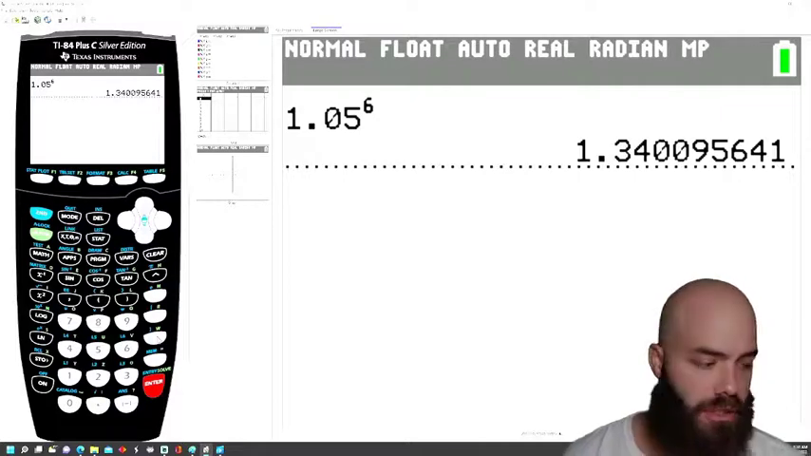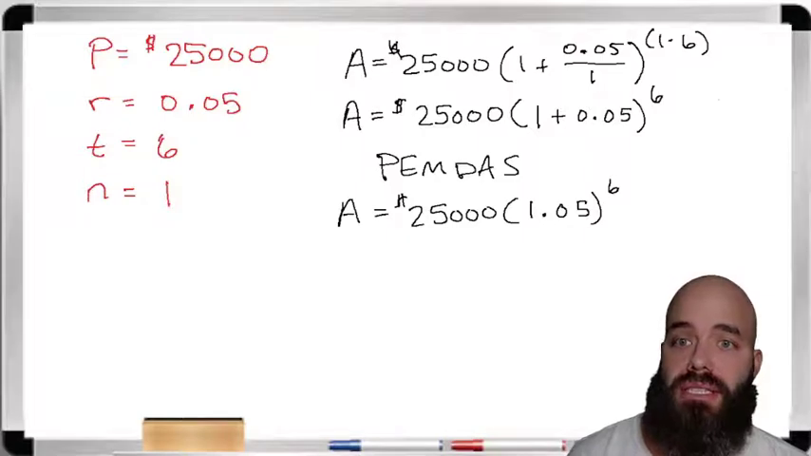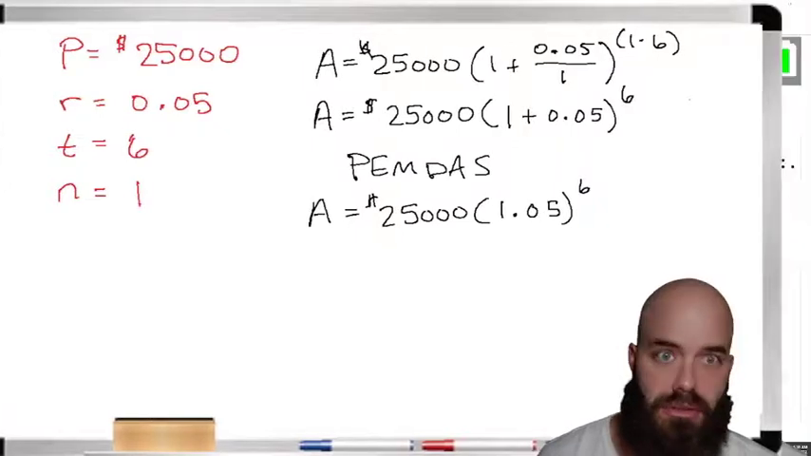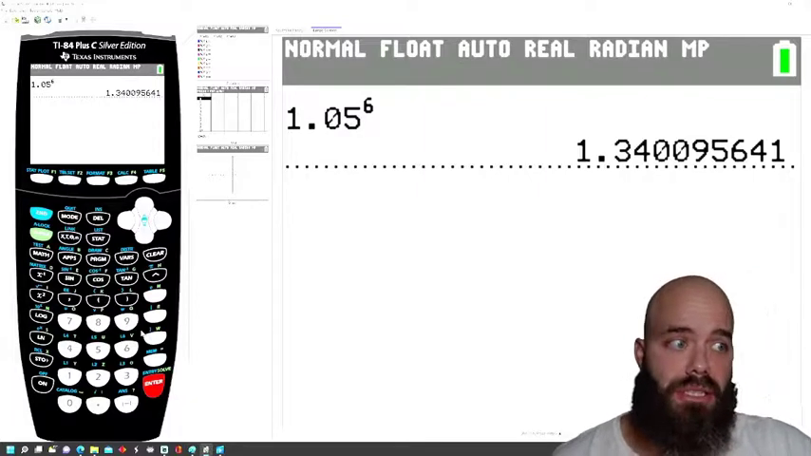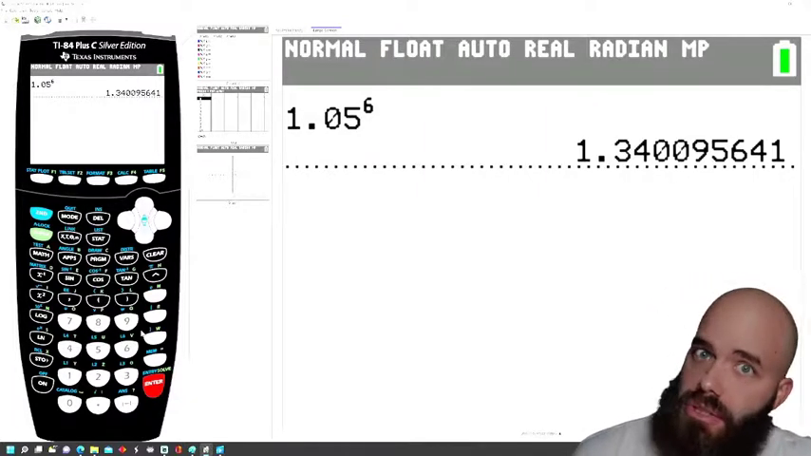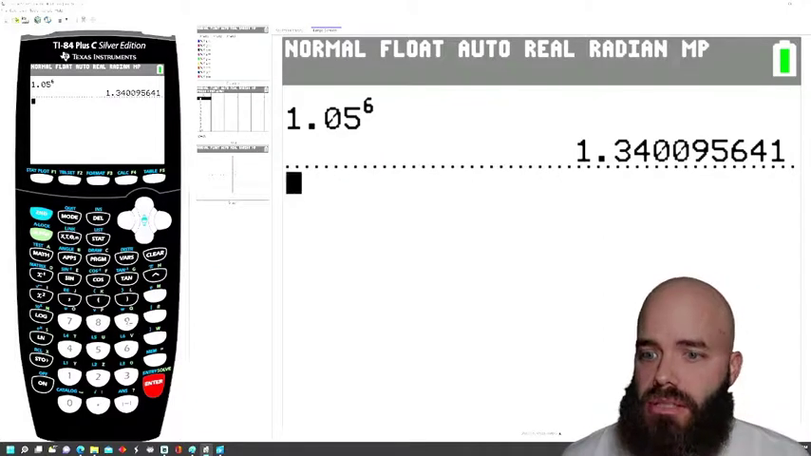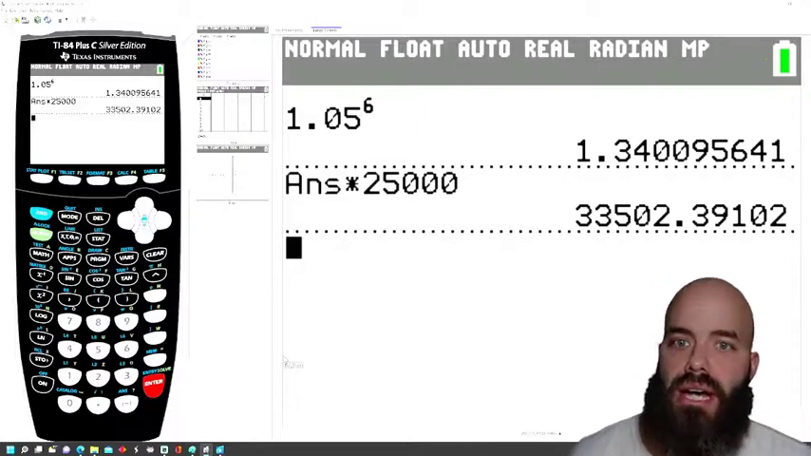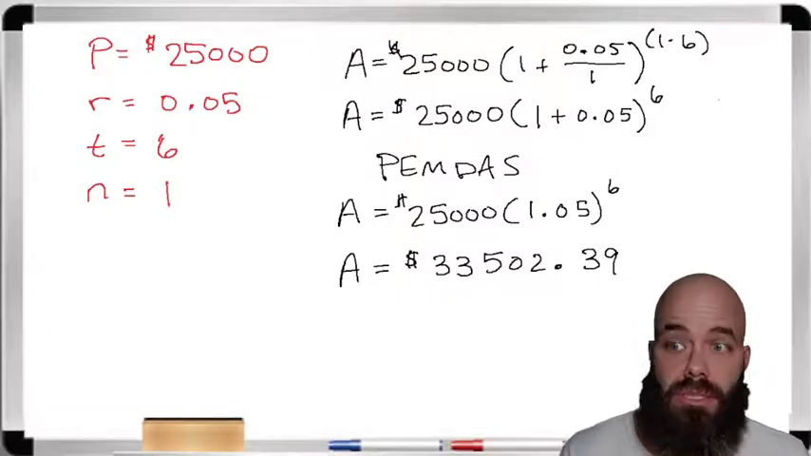So what we want to do here, let's go back to the other screen. Okay, well, 1.05 to the 6th power is what we just saw in the calculator. We're going to multiply that by 25,000. So go ahead and take that exact value, 1.340095641. There are probably some numbers that continue on after that 1 that we see on the calculator. Go ahead and multiply that, times 25,000, and we get $33,502.39. So the simple interest is a lot less.